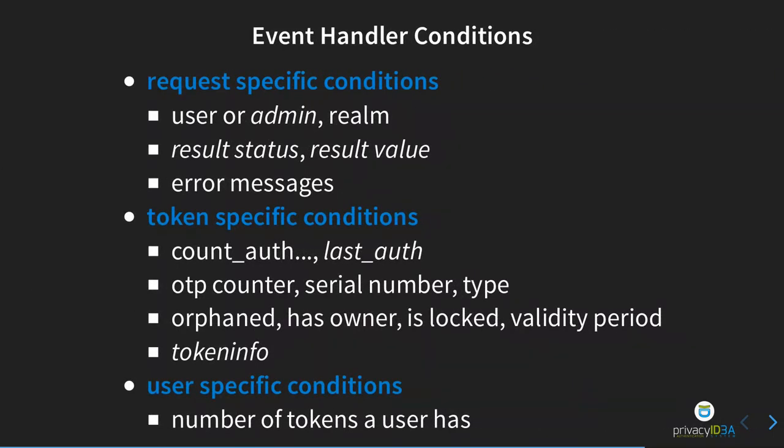Okay, conditions. How do conditions look like? For example, we could check if a user is an administrator or if he's a normal user. If the user who's authenticating is in a certain realm, we can check for the result of the request. We can check for error messages, and yeah. Then we have conditions that are somehow token specific, and this is very interesting because we could, for example, check how often was this token used for authentication, for successfully or unsuccessfully.